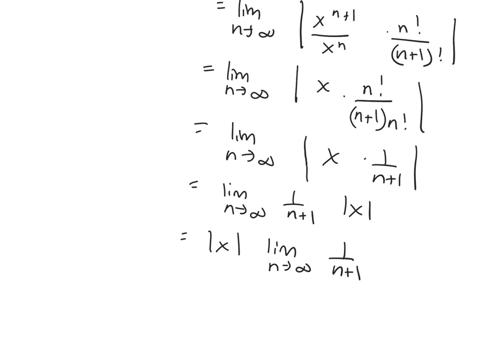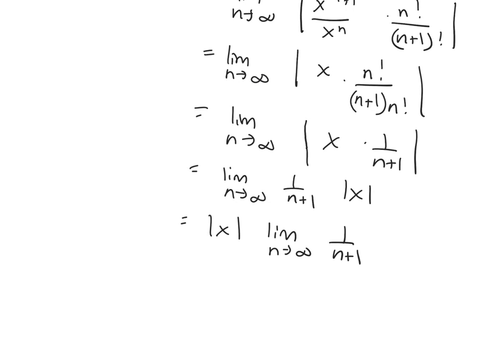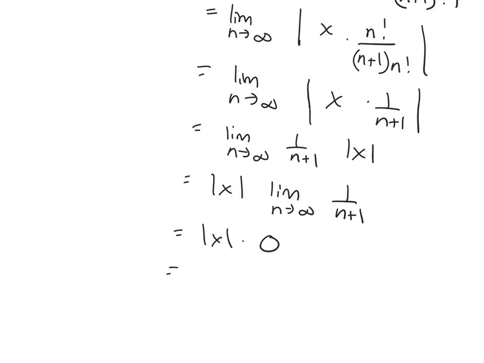The limit is 0. The numerator is 1. The denominator gets big, so it doesn't matter what x is, because this limit is 0, meaning I'm always going to get 0 for this limit. What does the ratio test tell me when I get a limit of 0?